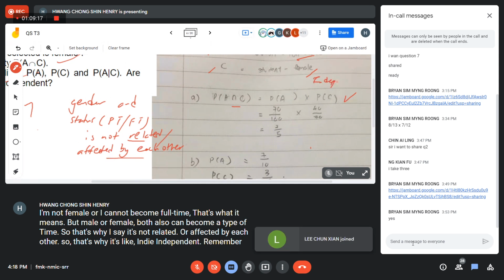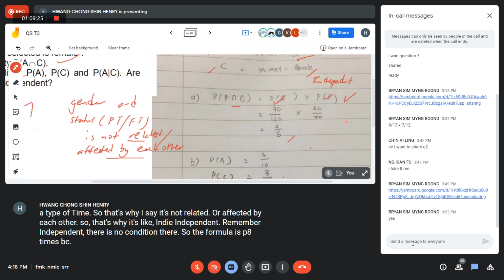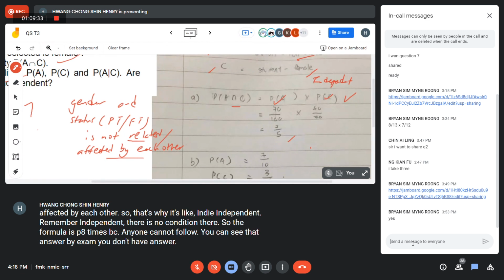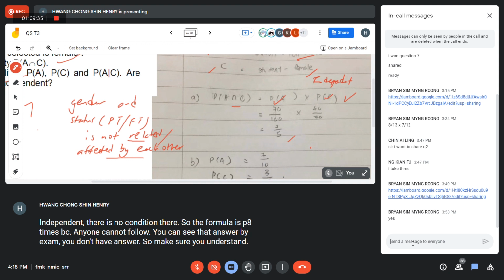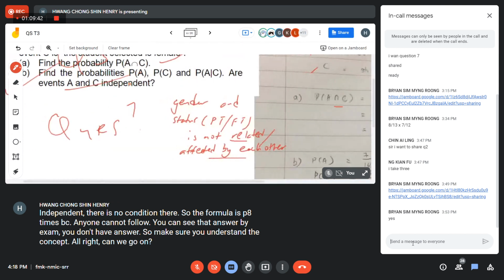Remember, for independent events, there's no condition there. So the formula is P(A) times P(C). Can anyone not follow? You can see the answer here, but in the exam you don't have the answer. So make sure you understand the concept. All right, can we go on?